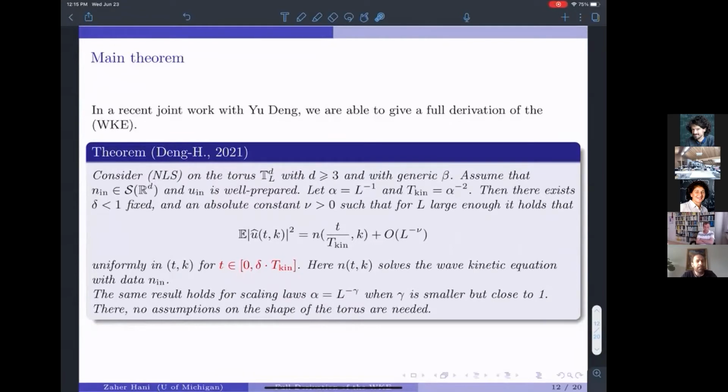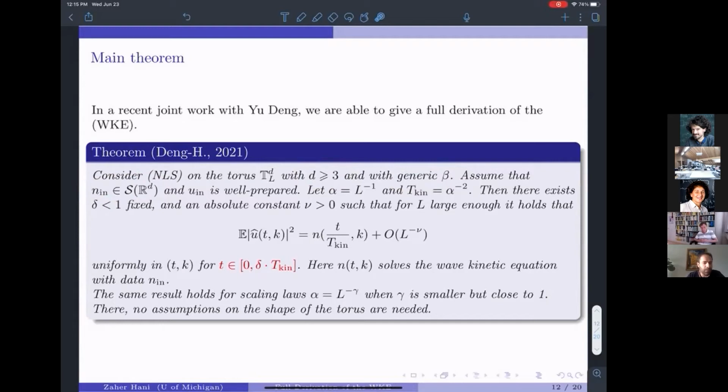And so here we are able to give a full derivation of the wave kinetic equation. So again, let us summarize a little bit. We consider the analysis equation on the torus T^d of size L, or if you like, on a box of size L with periodic boundary conditions. We work in dimensions d greater than or equal to 3 and with generic beta. We also have a result for non-generic beta that I'll discuss later. Assume that the initial data for the kinetic equation, which I denoted by n initial, is a Schwartz function.